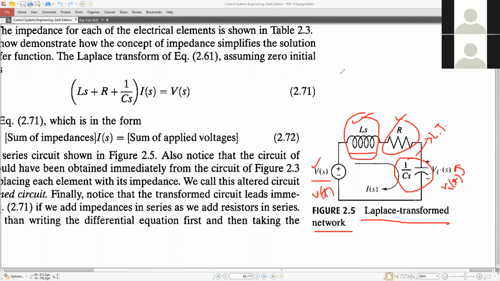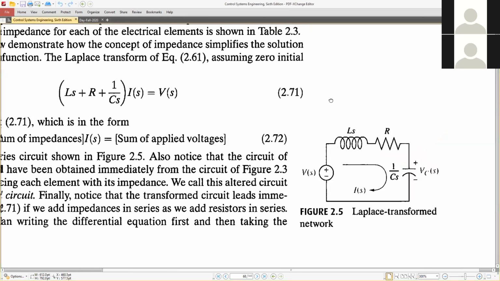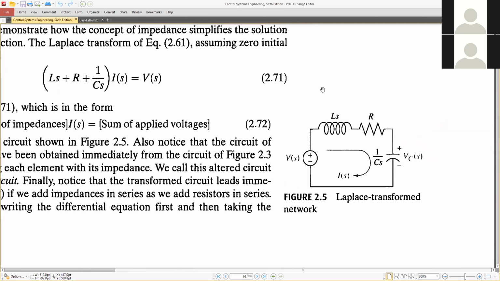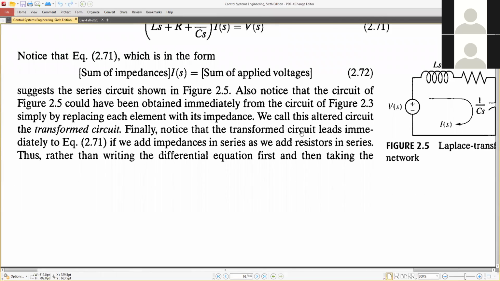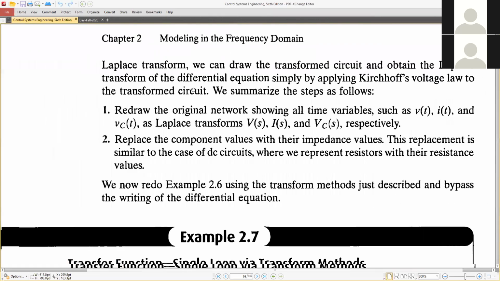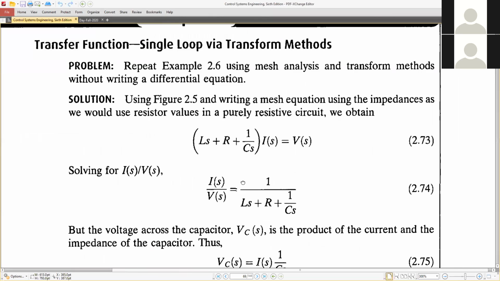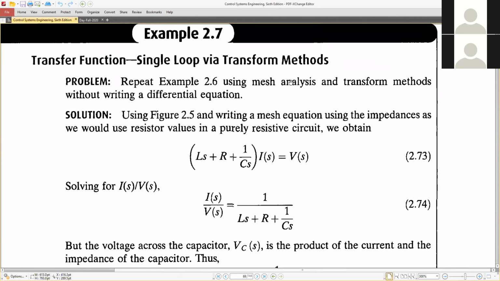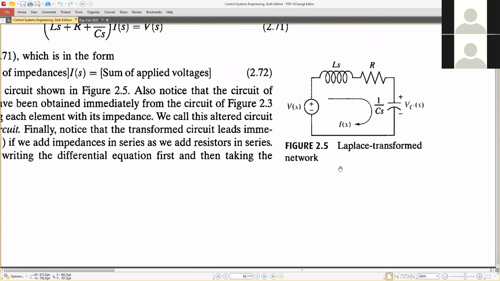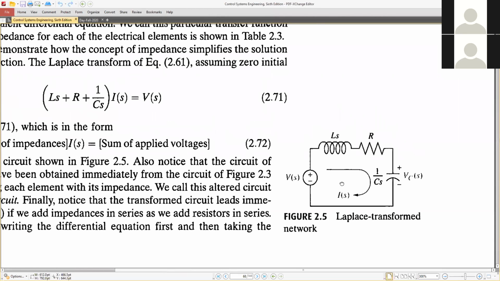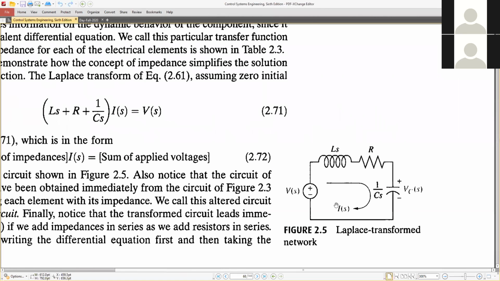So that is the thing. We'll use this one: the V(s), Ls, R, 1 by Cs and I(s). Now what they did, let me show from that one. Here is what we'll do.